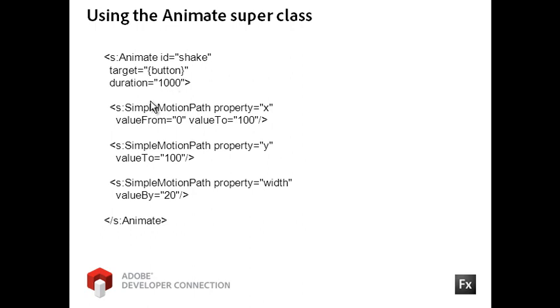Nested within the Animate instance, you create simple motion path objects for each property that you want to animate. For each property, you define starting and ending values or an increment of change as seen here with the value by setting of the width property.